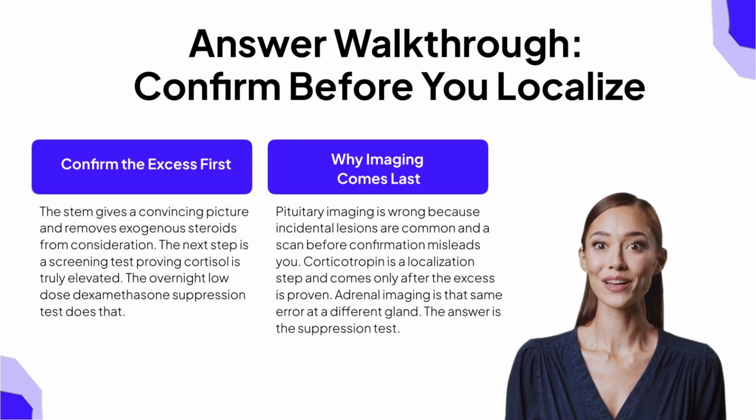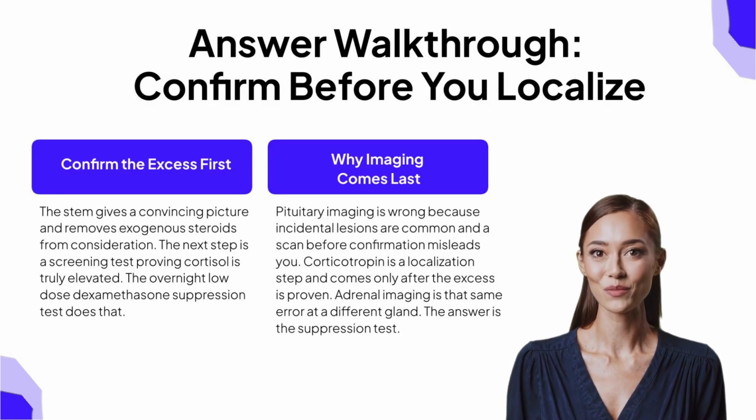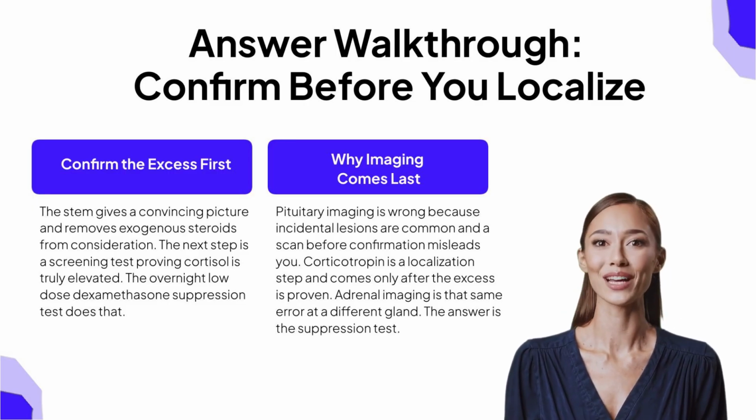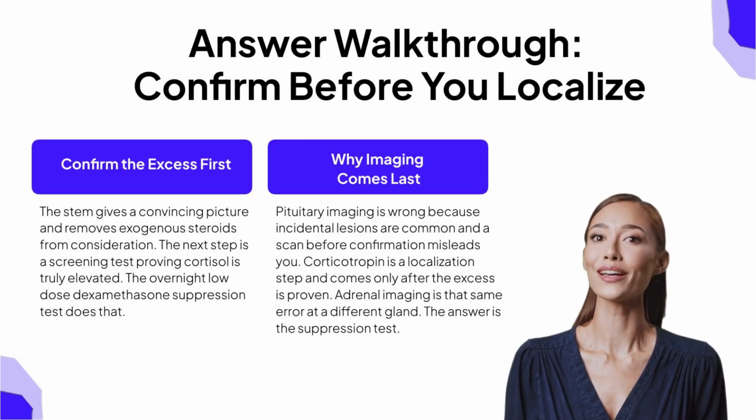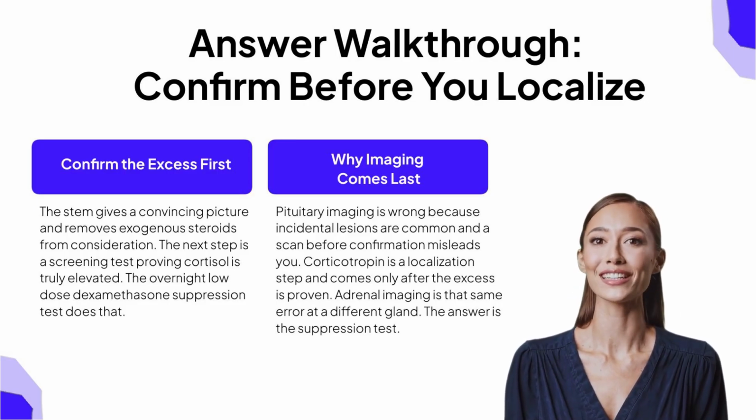Why does imaging come last? MRI of the pituitary is wrong because small incidental pituitary lesions are common in healthy people, so a scan before confirming the hormone problem points you at a lesion that may be irrelevant. Measuring corticotropin is a localization step. It answers where, and you haven't answered whether. Right step, wrong order, the most seductive distractor on this exam.